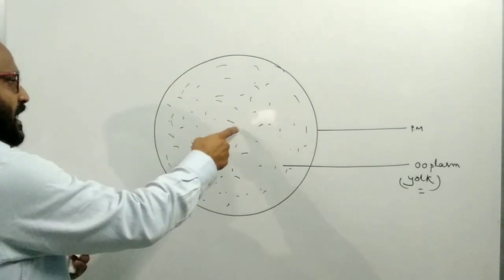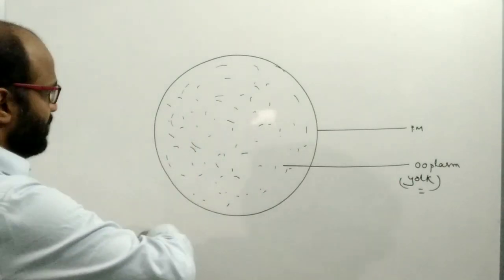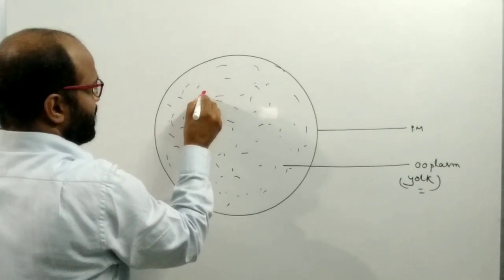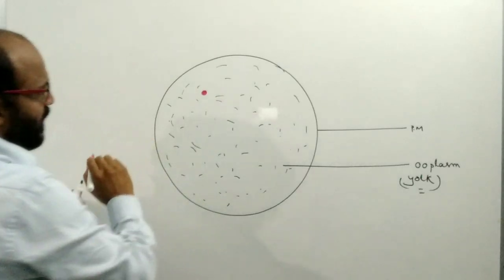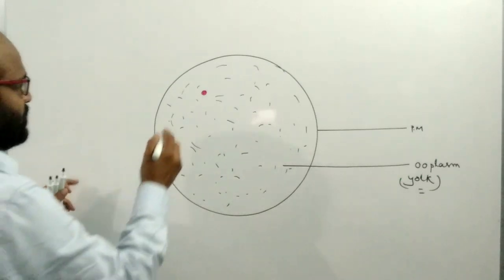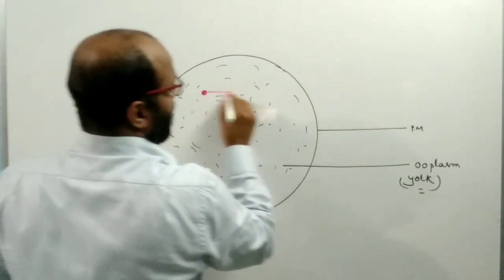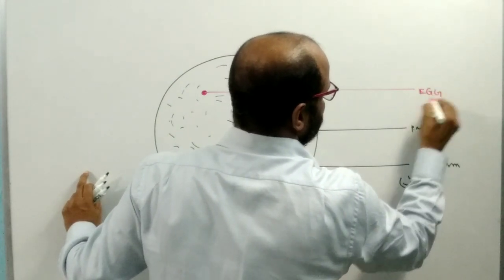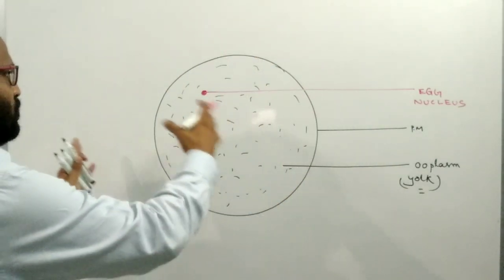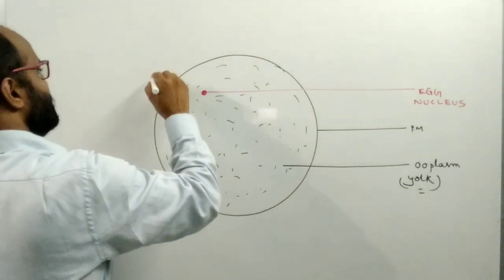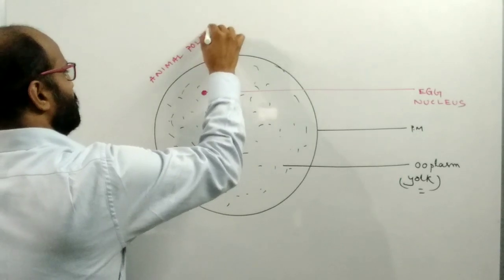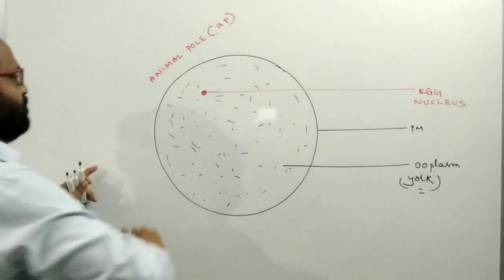The nucleus is not present at the center, it is eccentric. The nucleus is present outside of the center, towards one pole. That's why the ovum becomes polar. Suppose that this is the egg nucleus. The pole towards which the nucleus is present is known as the animal pole. This is the animal pole where the nucleus is present.